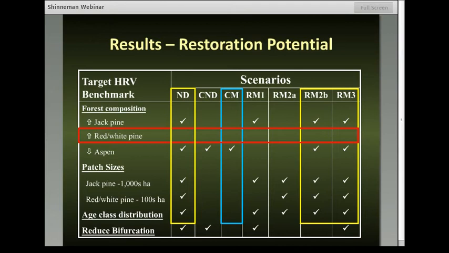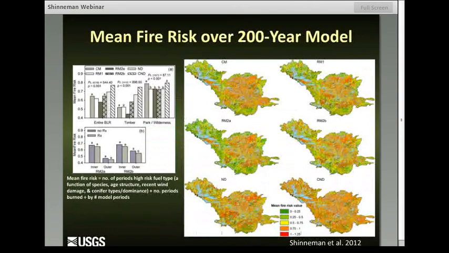But there were some misses as well across the board. We were never really able to restore red and white pine on the landscape, primarily because it was not regenerating in these generally later, older forests over time, and then being wiped out by large fires that we were simulating on the landscape. So clearly some forest types are going to require a lot more effort.